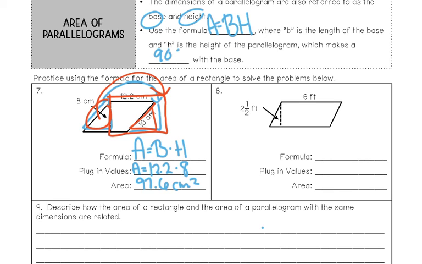But anyway, let's go to number 8. So start with your basics, write down your formula. Area equals base times height, and then just plug it in. So your base is the long part, which is 6 feet, and then you're going to times it by the height, which is 2 and 1/2 feet. Then multiply and get your answer, which is 15 feet. And remember your little squared.